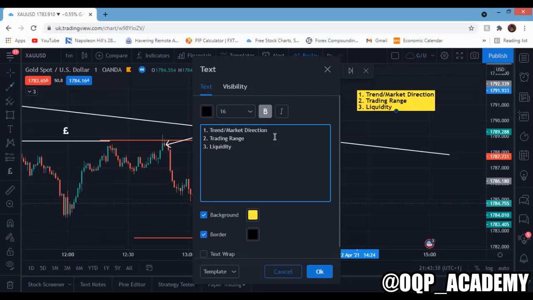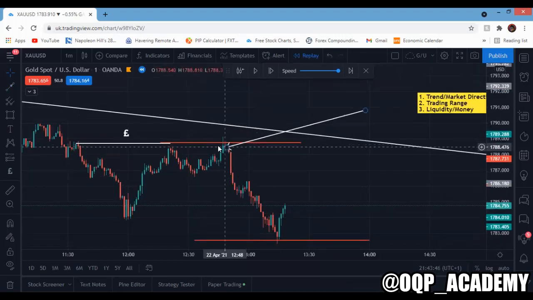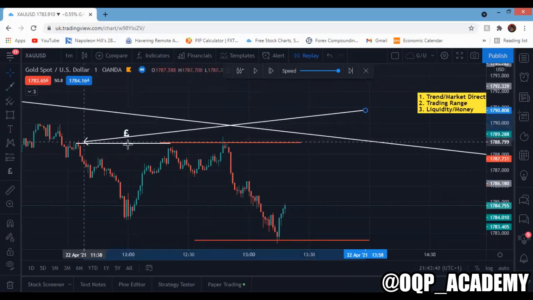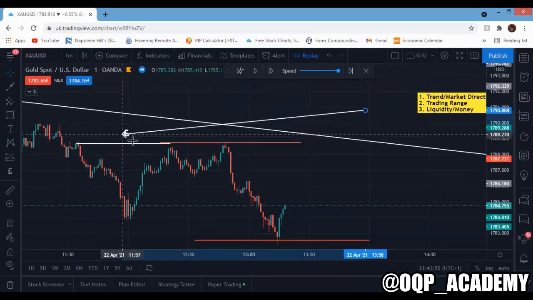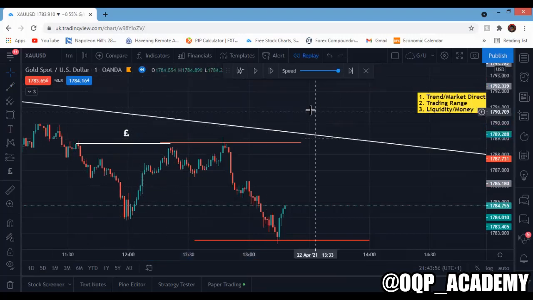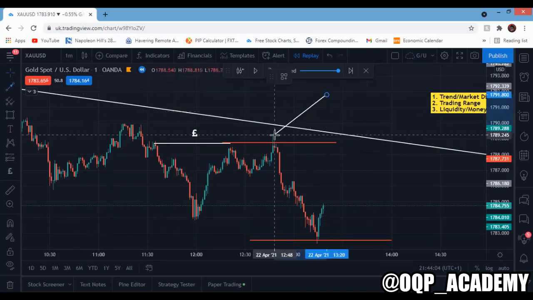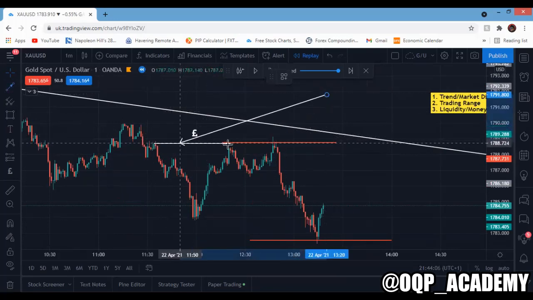Liquidity slash money. Yes, liquidity slash money. Right. So once we identify our liquidity, as we would have done in this situation, a touch here, let's say another touch right here, this is where our money is sitting, right? And as I've briefly just gone over, what retail traders assume is that they're selling from this point, sorry.